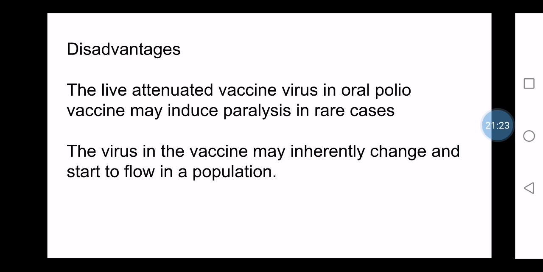The virus in the vaccine may inherently change and start to flow even in the population also. So this is a small percentage of risk. That's why we have the other option, IPV also. So this is all about the polio vaccine.